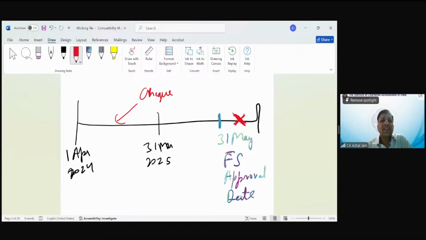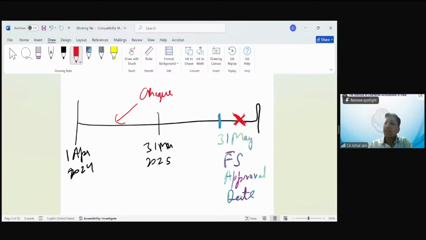Tell me, will you be considering that? Shiv, what do you think? I think if the accounting standard allows us, we cannot record it. No, so whether the accounting standard allows or not, that is what you need to answer now.